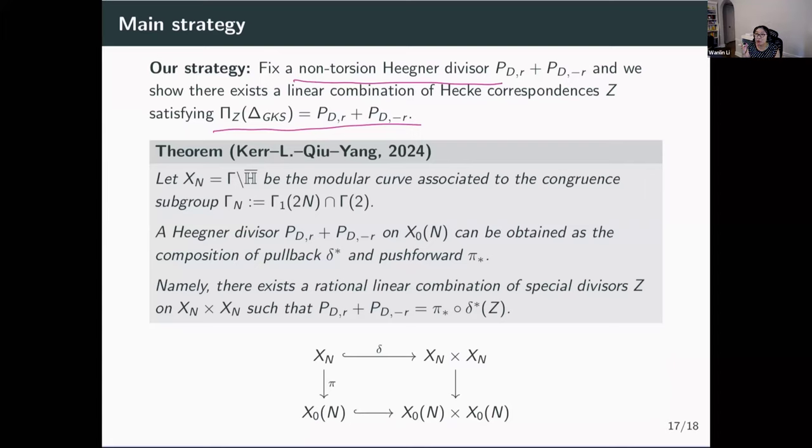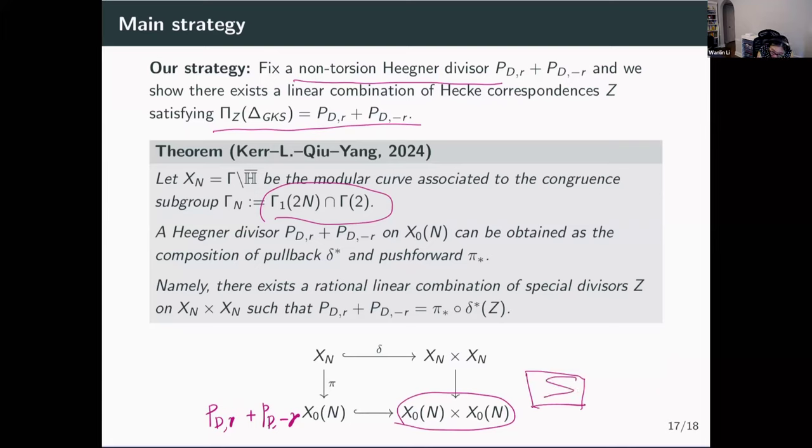Of course, when I was working on this problem, I would like to prove non-triviality for X_0(N). The reason we are proving it for this particular group, the congruence subgroup, is because of the following theorem. So I have my Heegner divisor, non-torsion, in here. We would like to construct some one cycle in here such that when I pull back, this is my diagonal embedding, when I pull back, it gives me my Heegner divisor. But currently we were having trouble constructing special divisors on X_0(N) cross X_0(N) that directly pull back to what I want.